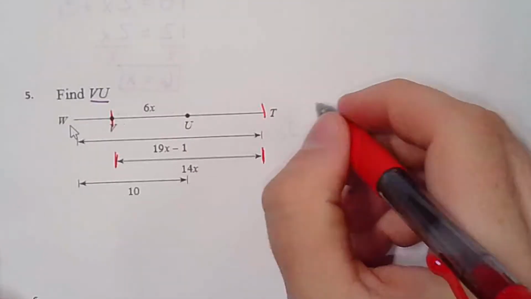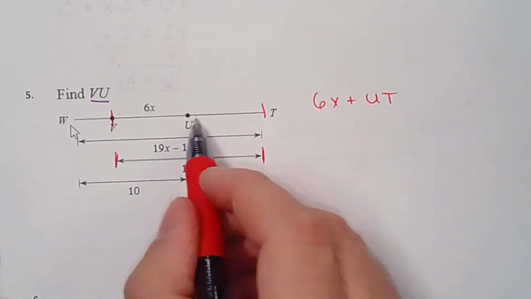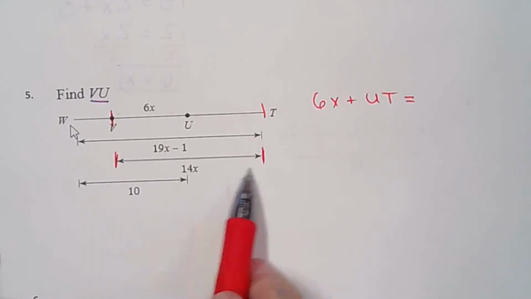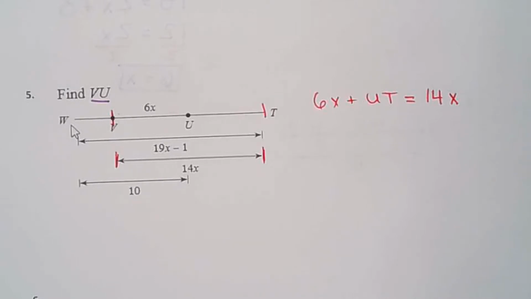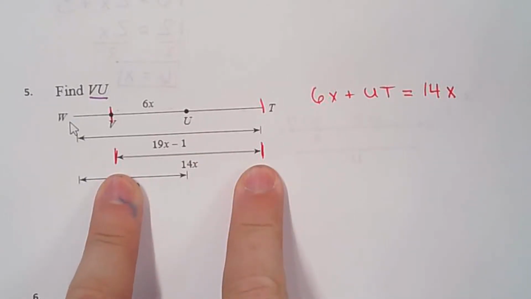All right, so we have 6x plus UT. UT is this little bit right here, right? And that's going to add, and then that's going to equal this bit, the whole thing, 14x. We cool? Do you see where I got that from? Do you see the logic? Yes. Bit plus bit equals the whole thing, okay?